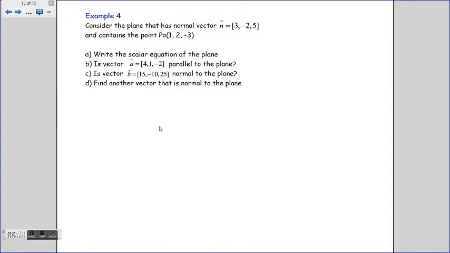Let's take a look at number 4. This is our example number 4. Let's consider the plane that has the normal n and contains the point P naught. A, we want to write the scalar equation of the plane. B, is the vector A parallel to the plane? C, is the vector B normal to the plane? And find another vector that is normal to the plane.